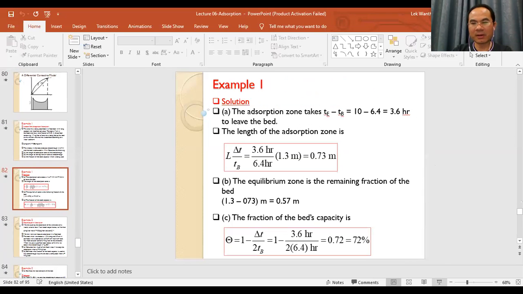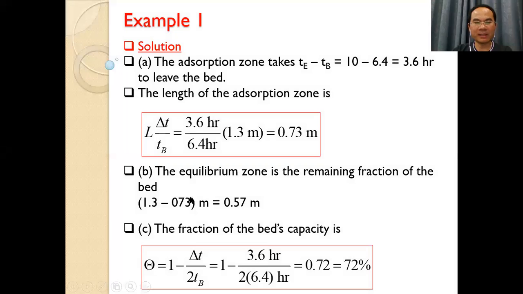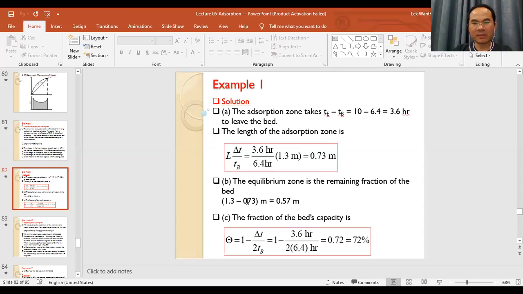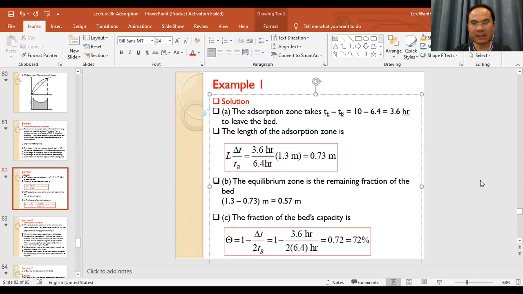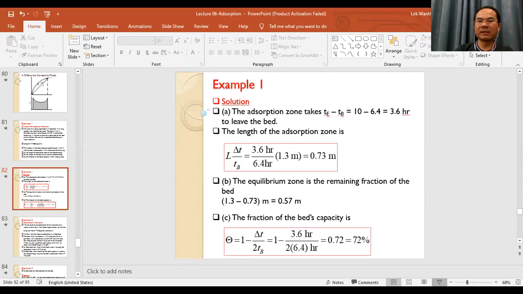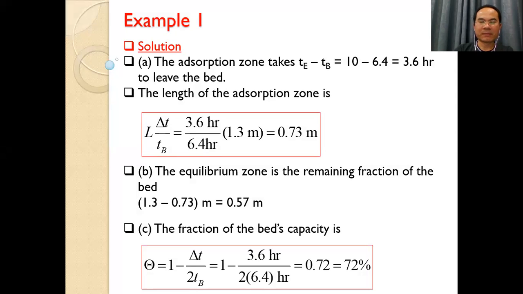The length of the column is 1.3 minus 0.73, and then you get 0.57 meter. This is the equilibrium zone. Equilibrium zone means the zone where the adsorbent is already saturated. There is no capacity left for adsorption in this zone.